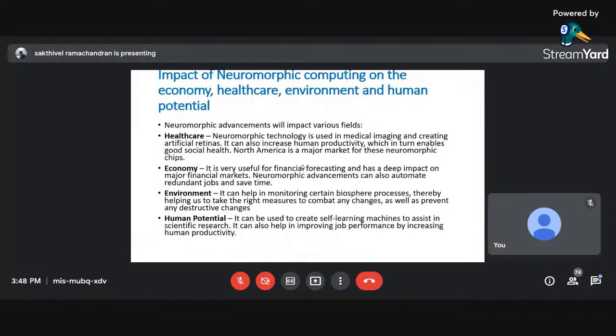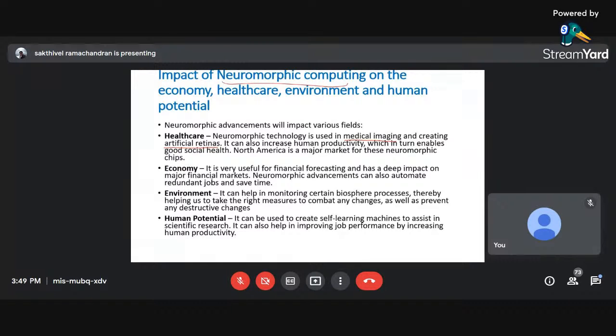And as we discussed, definitely this neuromorphic computing is going to make a revolutionary change in multiple domains, starting from the healthcare sector, economy, environment, human potential. All the way, you could see there will be a huge market for this. Particularly in healthcare, like artificial limbs, artificial retina, medical imaging, prediction, diagnosis, all this, and particularly in social healthcare.